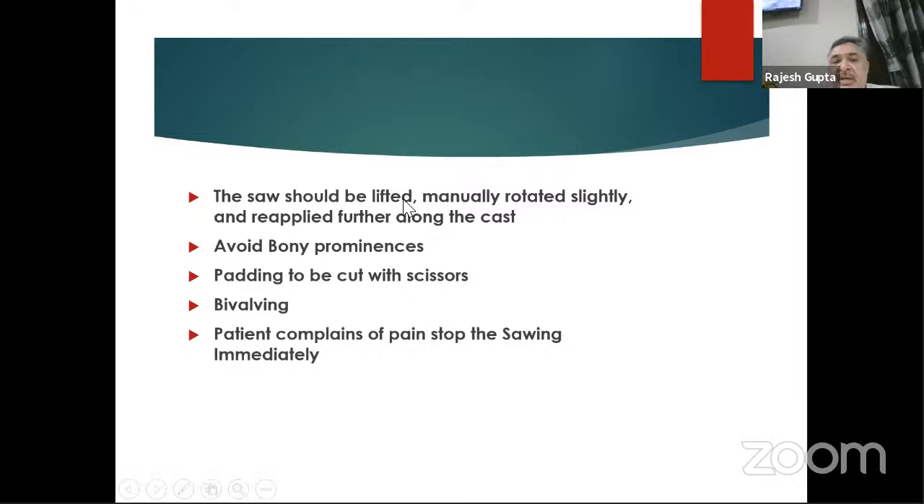The saw should be lifted, manually rotated slightly, and reapplied further along the cast. So it has to be lifted and again applied. Avoid bony prominences. Padding has to be cut with the scissors. Do valval weaving. If you don't do valval weaving, it is very difficult to separate the cast. It may require 2 or 3 persons. Very, very hard. So you have to do valval weaving and then remove the cast. And if the patient complains of pain, you have to stop doing it.